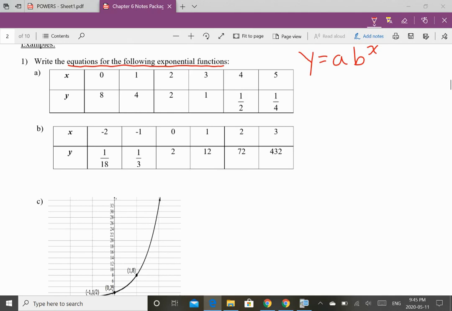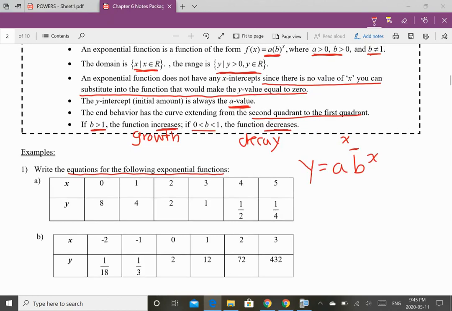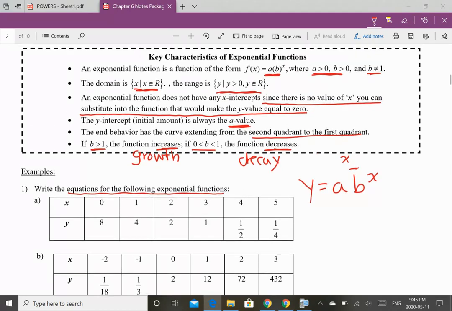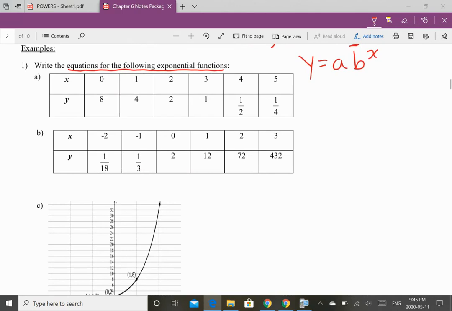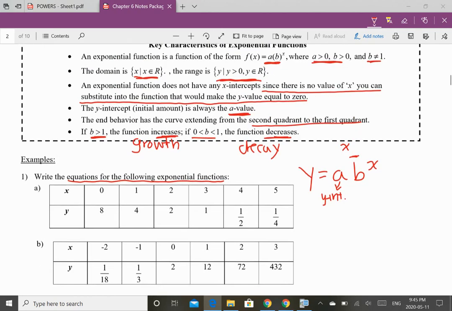Now, I know we're given a table here, and in chapter 5, when we were given a table, we did a regression. That's not what we're going to do here. We're going to think about what some of the key characteristics were, and we're going to look at the chart to help us determine a and b for our equation. Let's start with a. We saw from above that a is related to the y-intercept.